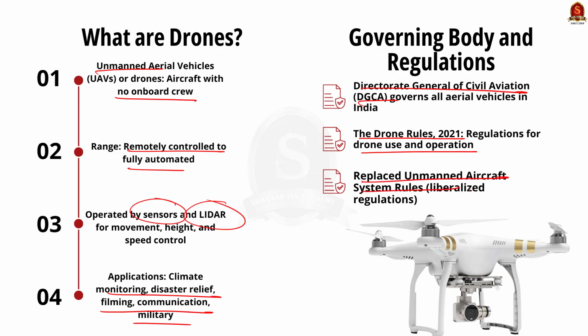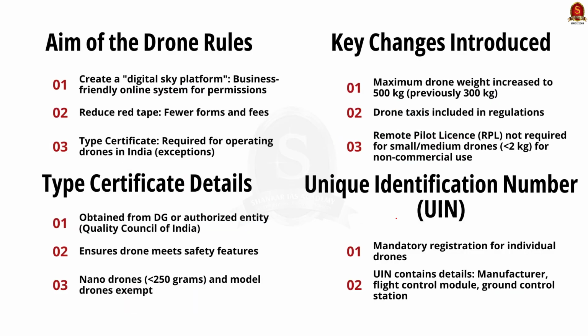These rules replace the erstwhile Unmanned Aircraft System Rules 2021 and liberalized regulation. Let us go through the provisions of the rules one by one. See, the aim of the rules is to create a digital sky platform. A digital sky platform is nothing but a business-friendly single-window online system with minimum human interference where most of the permissions will be self-regulated.